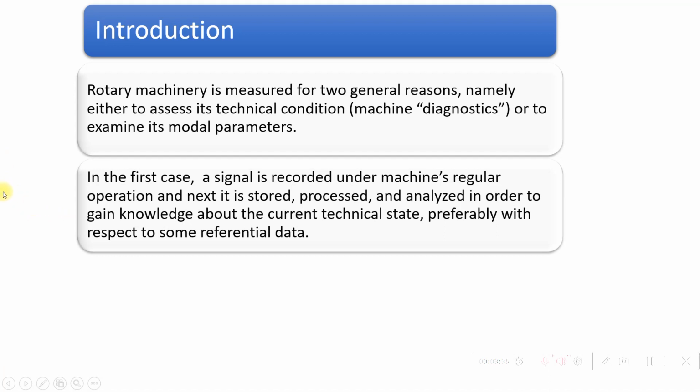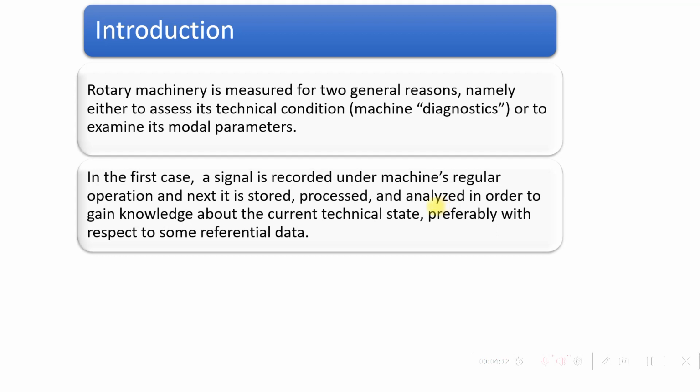Next, whatever signal is recorded will be stored. Then after storing, the signal will be processed. What do we mean by processing? You will be learning that in the due course of lectures, but I will briefly tell you. Processing is nothing but removing the unwanted information, or the unwanted noise, from the recorded signal, and then it is analyzed. What do we mean by analyzed? Analyzed is nothing but extracting the condition indicators.